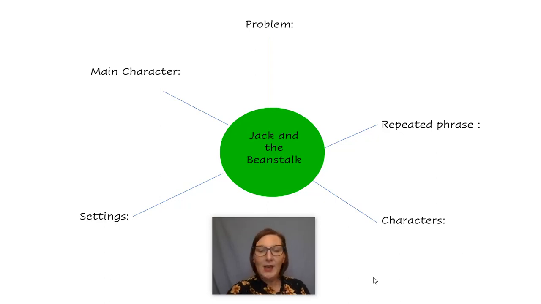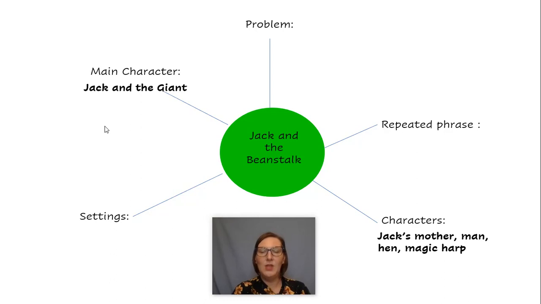Excellent. So in Jack and the Beanstalk, we know that the main characters are Jack and the giant. Now, they do have some other characters too, and it was Jack's mum, the man who gave Jack the magic beans, the hen and the magic harp. And we know that the setting was in the countryside and in a magical castle, because once that beanstalk grew, the magical castle was at the top.